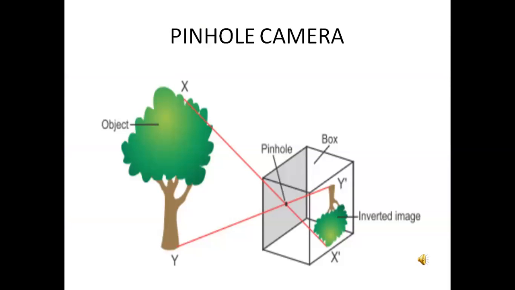Pinhole camera. You already studied pinhole camera in your 6th standard. A pinhole camera is a simple device which helps us to understand the rectilinear propagation of light. The above picture shows a model of a pinhole camera. The point O is a small hole made by a pin. XY is the object and Y dash X dash is the image of XY.